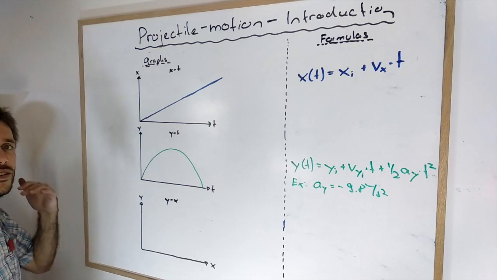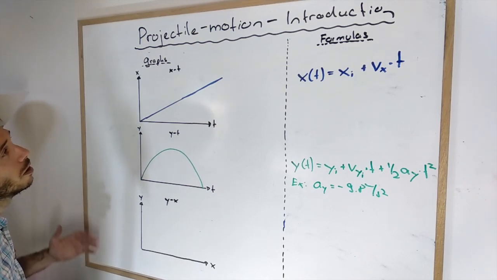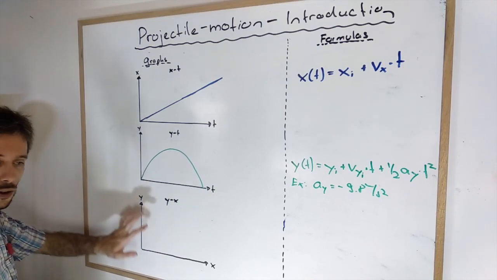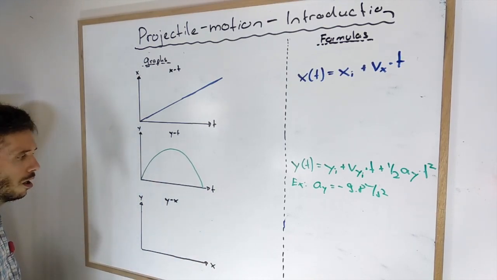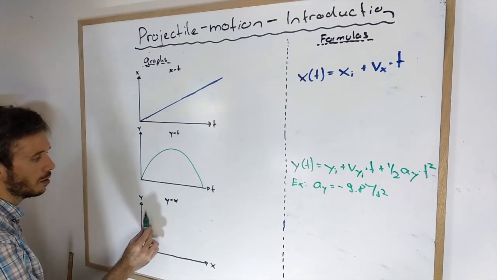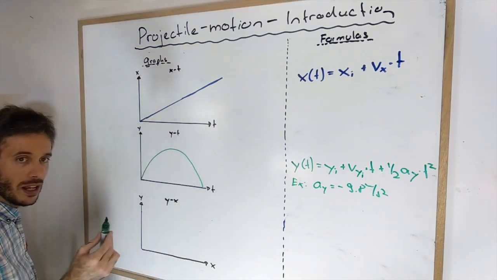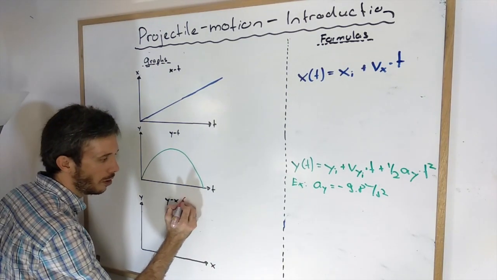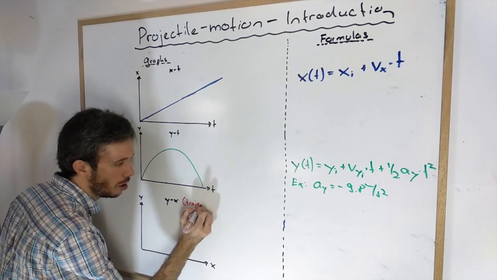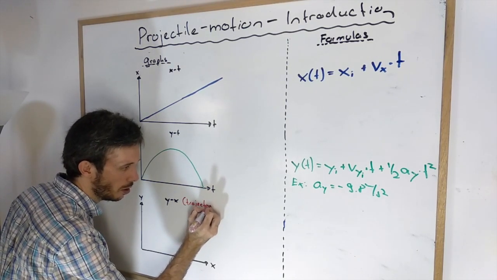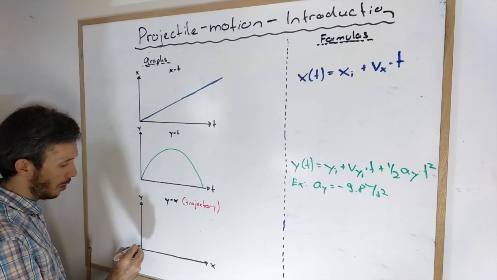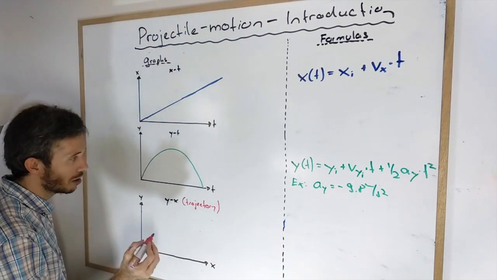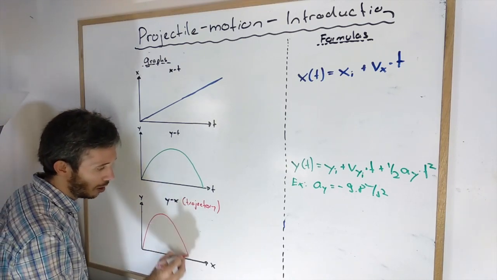Now, the one thing that is new in projectile motion is that we can also draw a y position versus x position graph. Think of it, we're simply tracing where the object is flying. So this is actually the trajectory of our object. It will also look like some kind of parabola. If you throw something, you realize it looks like a parabola, so something like this.